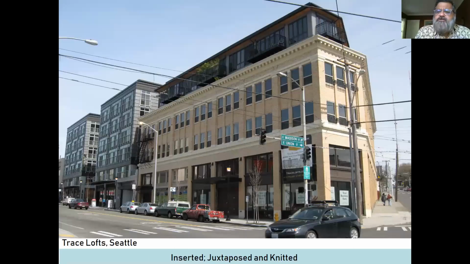And I'm going to quickly show you some of the insertions. Here's an example of what is called insertion. It's actually both insertion, juxtaposition, and knitting. So this is Trace Lofts, again from Seattle. It was an old manufacturing and office building. And it was adaptively reused as a mixed-use apartment building.